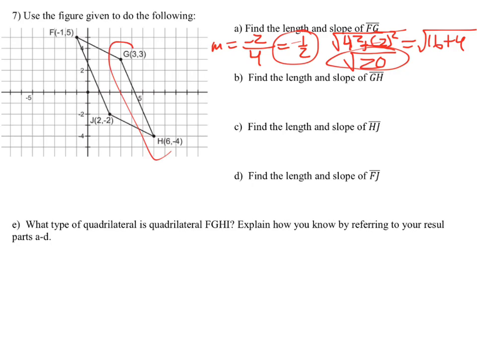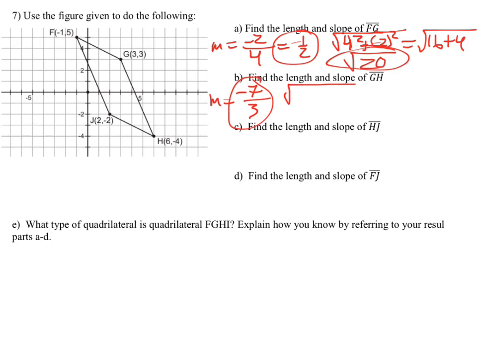The slope for GH here is going to be a little bit different. The rise from 3 to negative 4 is negative 7. Working on the slope here. The run from 3 to 6 is going to be 3. And that doesn't simplify much, so my slope is going to be 7/3. Let me get a little bit tighter.